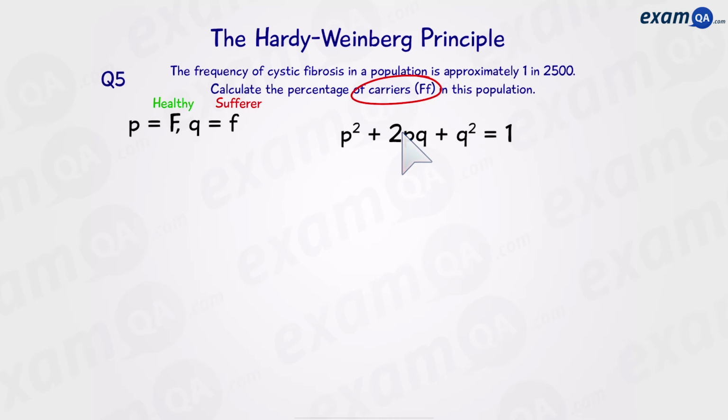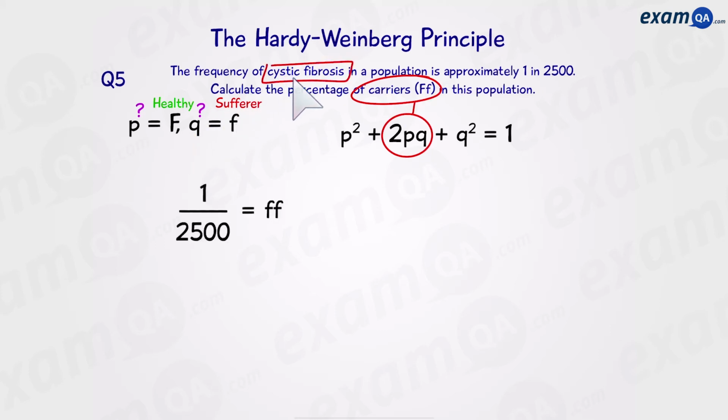So we want to calculate the percentage of carriers, individuals that have big F and small f in the population. So again, we're going to be looking at genotypes and we're going to need this equation. And specifically, we're trying to work out the value of 2PQ. However, we haven't been told the value of P or Q. Instead, we've been given the information on a number of individuals who are suffering. So 1 in 2,500 individuals have 2 small f's. In other words, have Q squared.